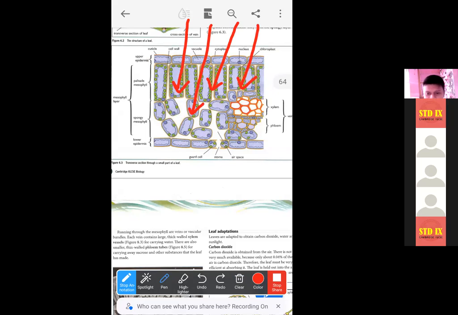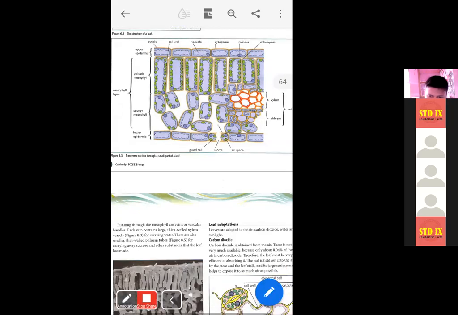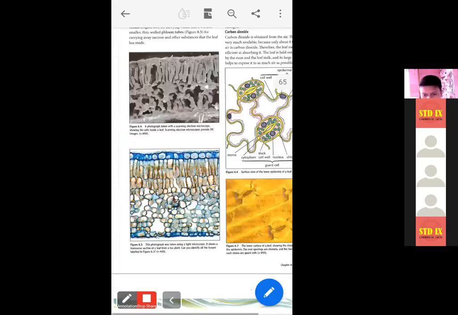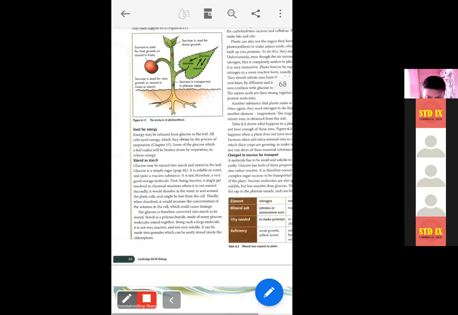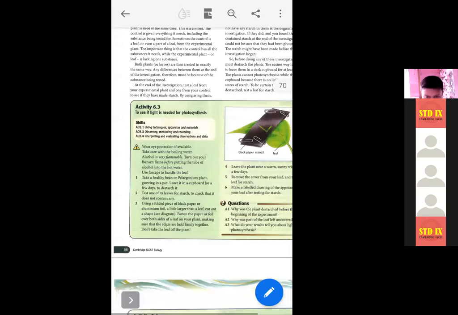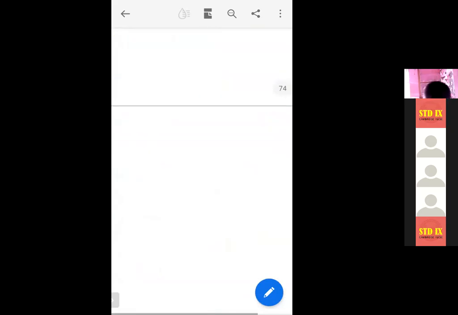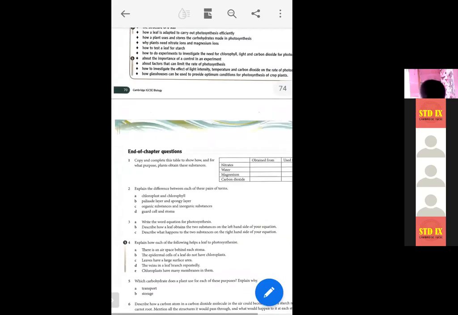All these cells of the mesophyll layer contain chloroplasts so that they can trap the sun's energy and perform photosynthesis. Just write this single line, no need to explain it. This is why maximum sunlight can penetrate to the mesophyll layer.